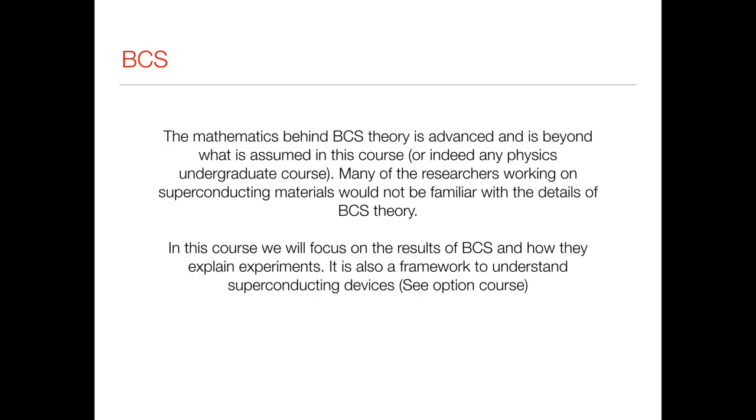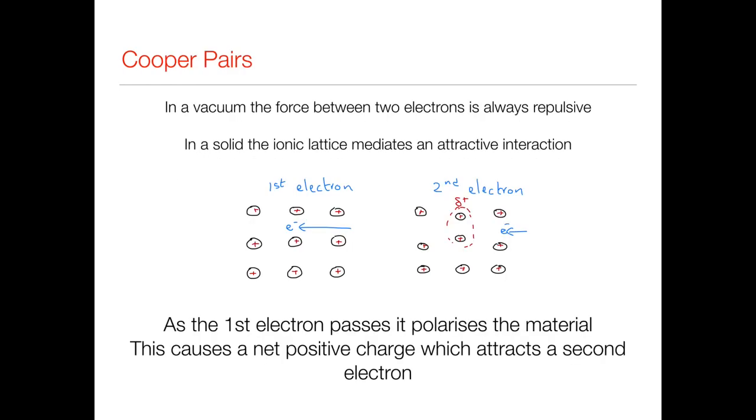Right, so with that out of the way, let's understand some bits about BCS theory. We said that one of the predictions of BCS theory is that electrons can pair up in a material, and it's those paired electrons, which we call Cooper pairs, that are responsible for the dissipationless current that flows in a material.